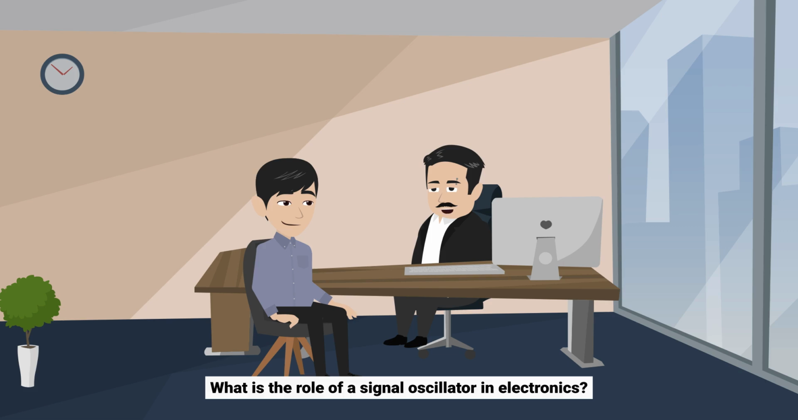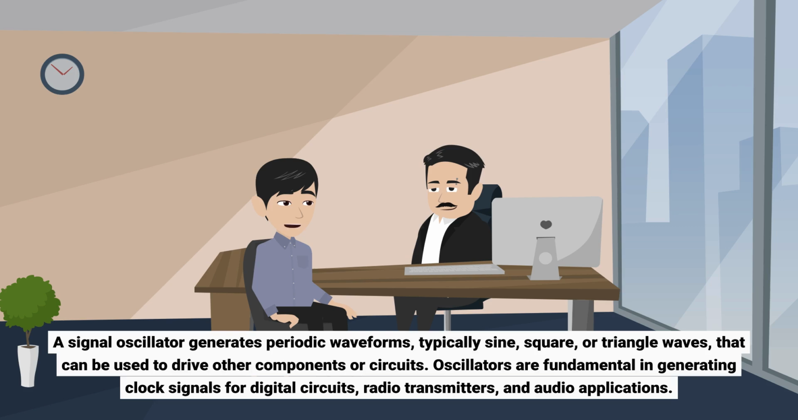What is the role of a signal oscillator in electronics? A signal oscillator generates periodic waveforms, typically sine, square, or triangle waves that can be used to drive other components or circuits. Oscillators are fundamental in generating clock signals for digital circuits, radio transmitters, and audio applications.